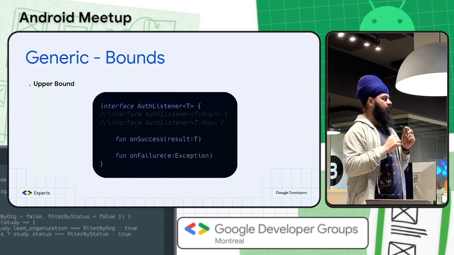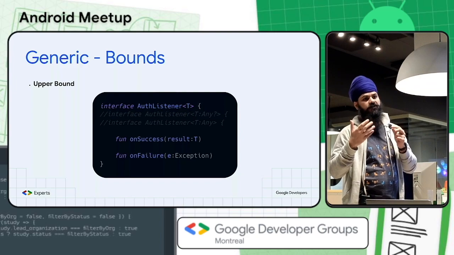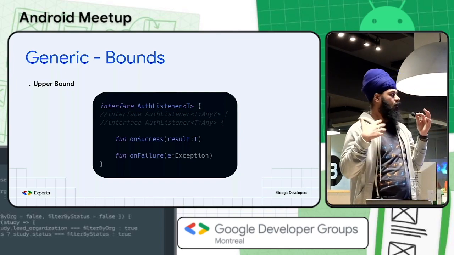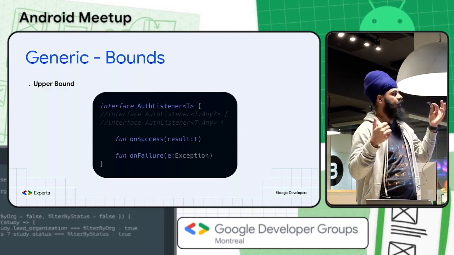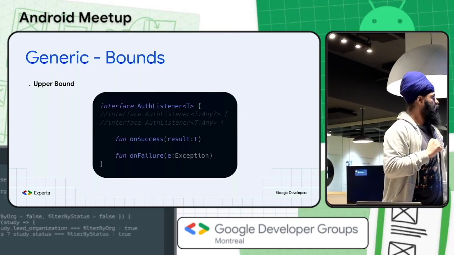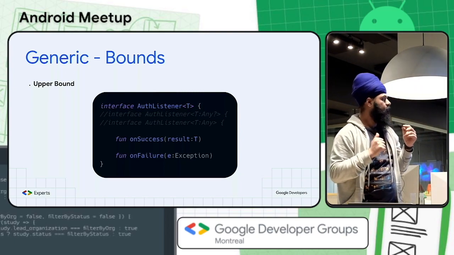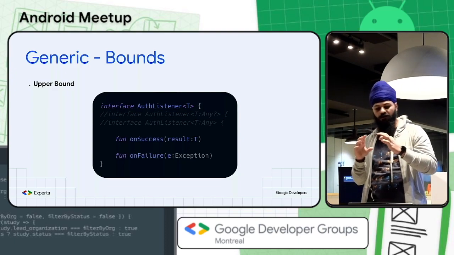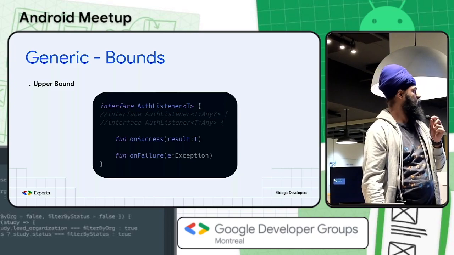Then I figured out that there is an implicit upper bound for generics. That's the second line. Basically, if I don't define any upper bound for my generics, it's Any with a question mark, so it's nullable. This is a generic interface, and I have two methods. I'm sharing the same code that we actually ran into when we detected the crash in our application.